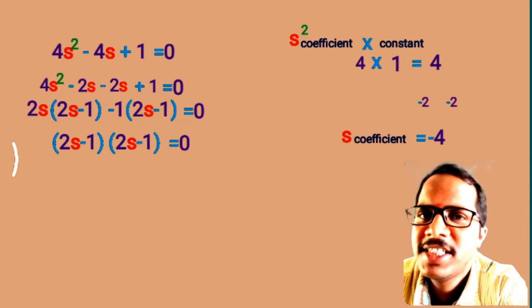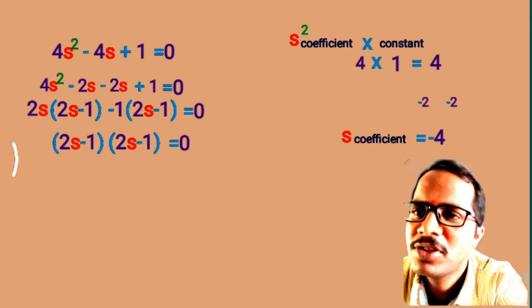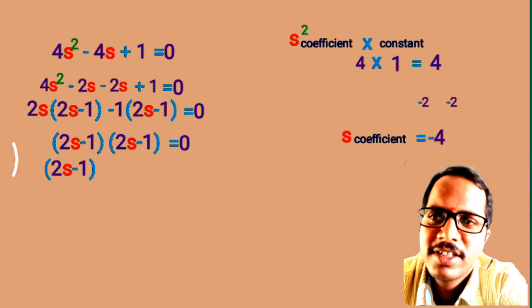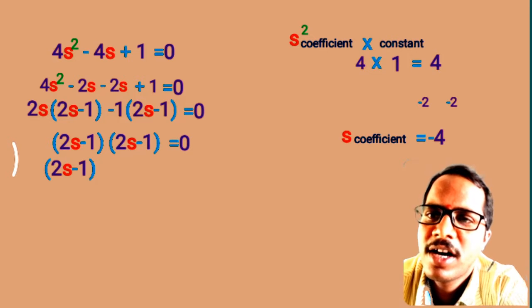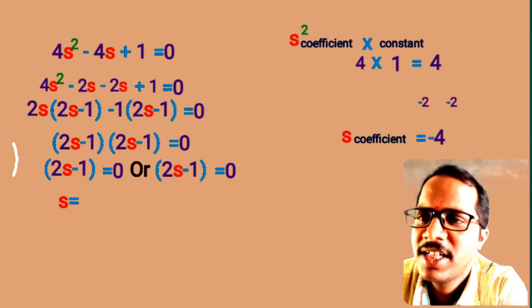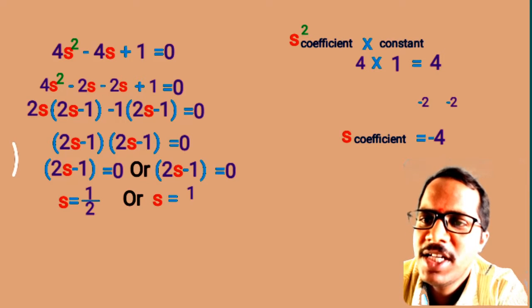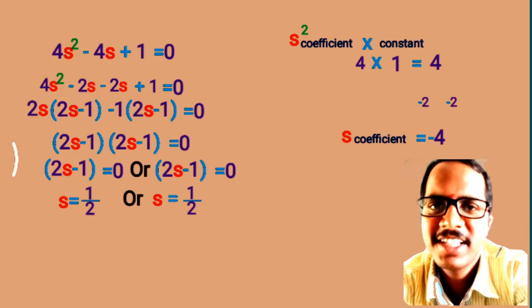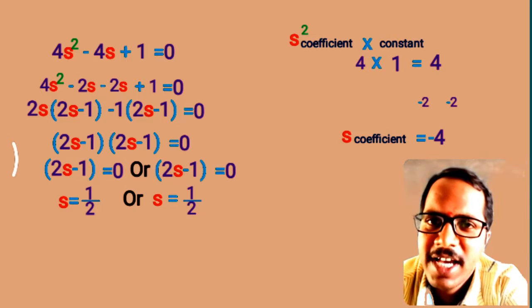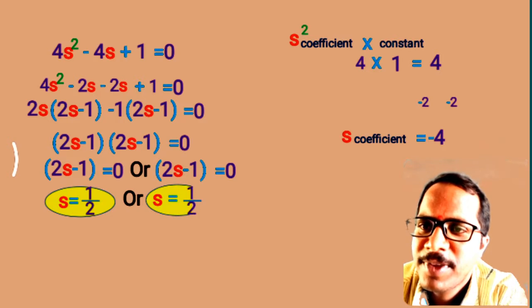Now this product is becoming 0, that means either any one of this product must be equals to 0 or both equals to 0. So let us take 2s minus 1 equals to 0 or 2s minus 1 equals to 0. By simplifying these we get s equals to 1 by 2 or s equals to 1 by 2. So here we get the two zeros as equal. So that means this quadratic polynomial has two equal zeros, that are 1 by 2 and 1 by 2.